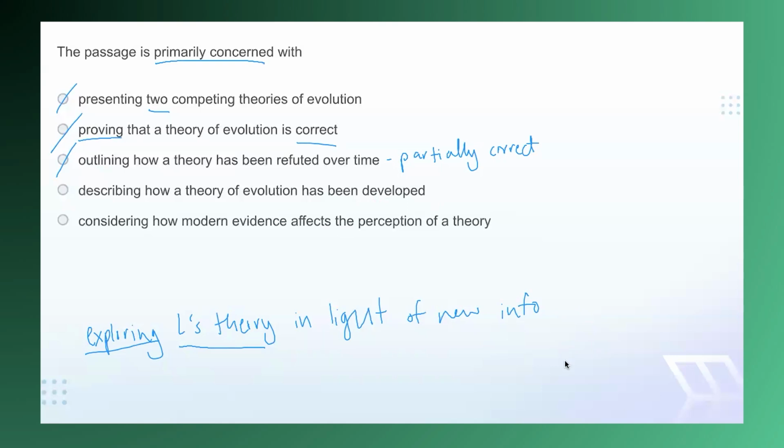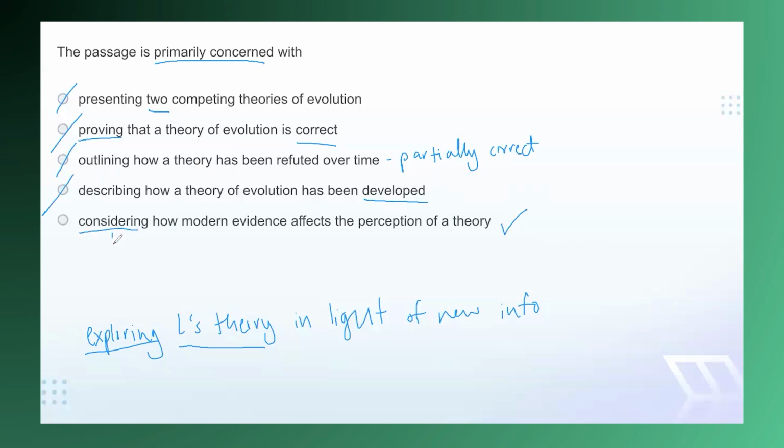All right, D. There isn't much to say about this one, except that it is just wrong. The theory is already developed at the start of the passage, and from there it's just explored. It's just evaluated. So this is not accurate to the passage. Eliminate. So by process of elimination, E must be correct, but let's confirm.